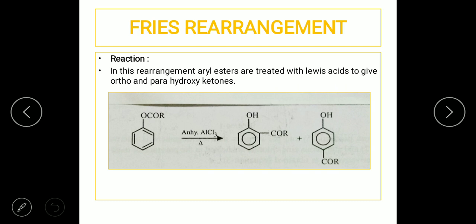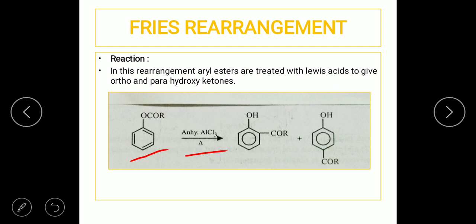In this rearrangement, the aryl esters are treated with Lewis acids to give ortho and para hydroxyketones. So here you can see the general reaction. You can observe that the starting material, the aryl ester, reacts with anhydrous aluminum chloride. Aluminum chloride is a Lewis acid. We know that Lewis acids have a tendency to accept a pair of electrons, whereas a Lewis base donates a pair of electrons. So there is a difference between Lewis acid and Lewis base.